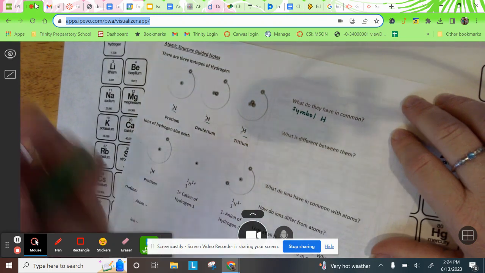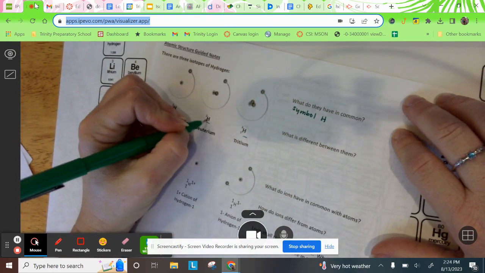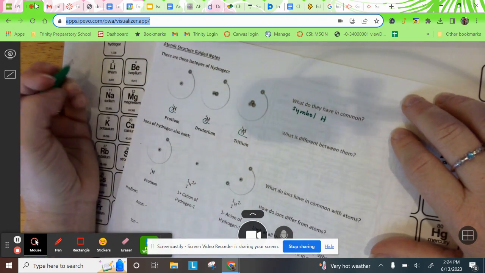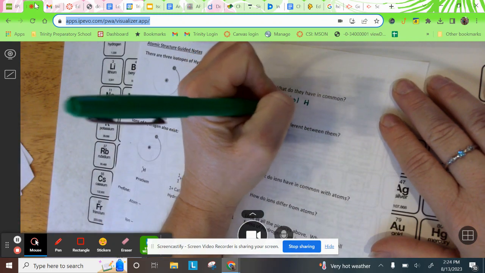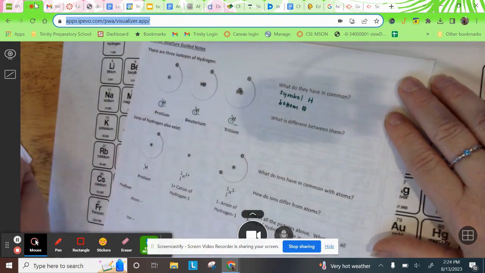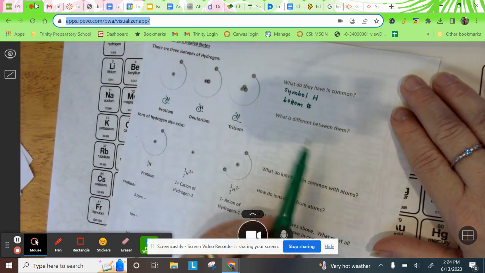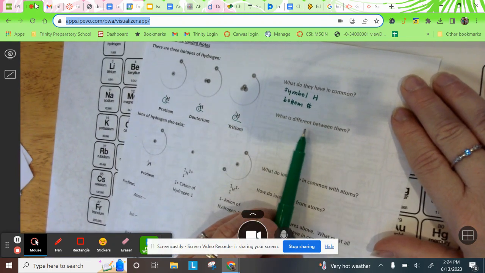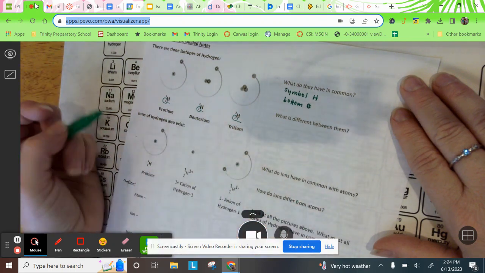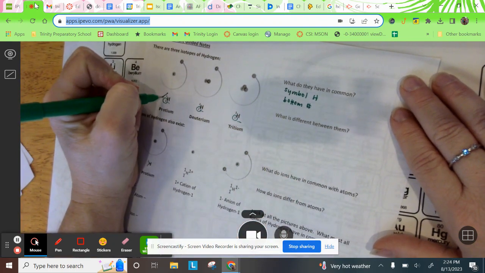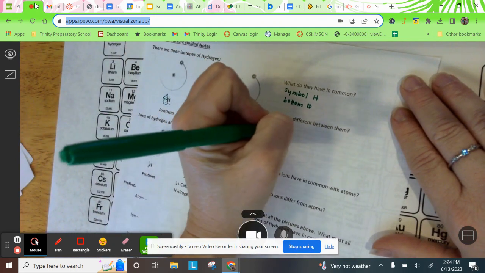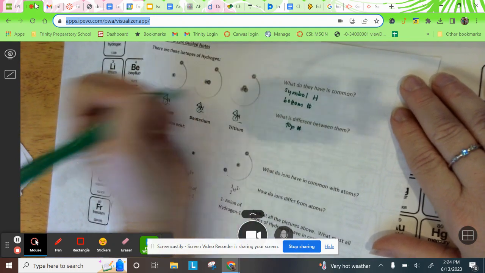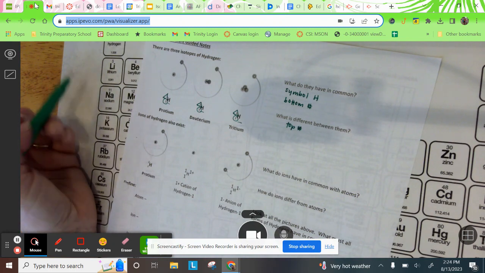I also noticed that this bottom number is the same. Okay, and so I'll just put right now we call it the bottom number, because we haven't labeled it yet. And then the next question says the difference between them. So I notice here the difference is the top number is different. So now we need to talk about what that means.